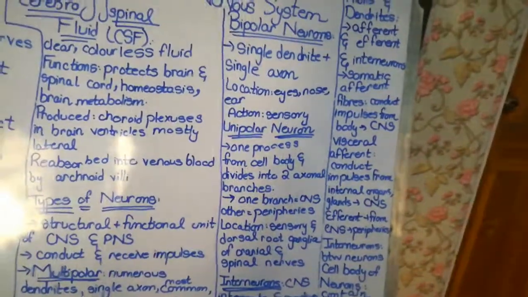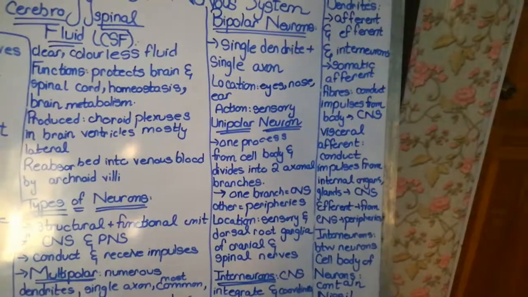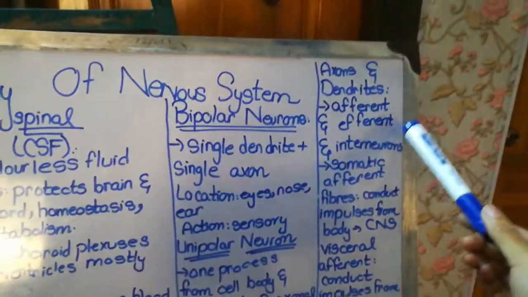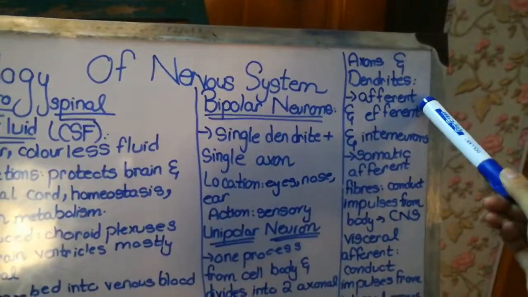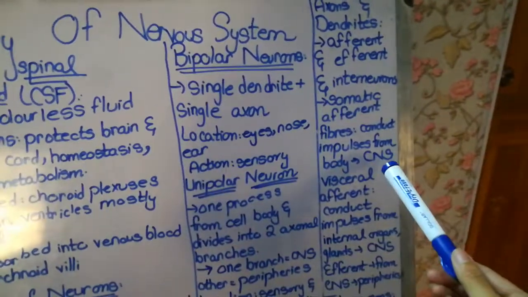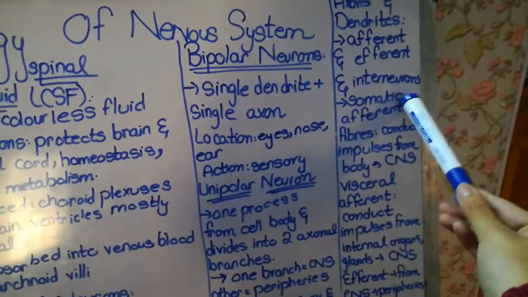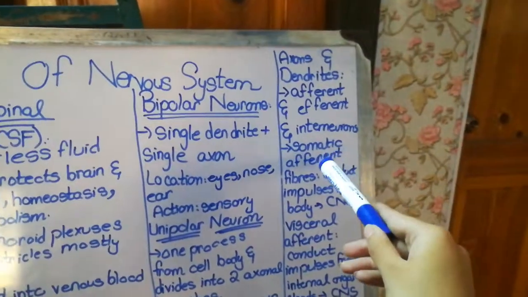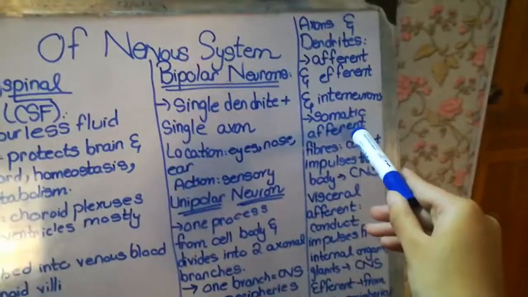Then we have the composition of the neurons. Neurons consist of axons and dendrites. First of all, what are the neurons? The neurons, there are three types. There are afferent, efferent, and interneurons. They can be either somatic or visceral. Somatic means soma, from the body. So any impulses which will pass from the body to the central nervous system, those fibers are called the somatic afferent fibers.